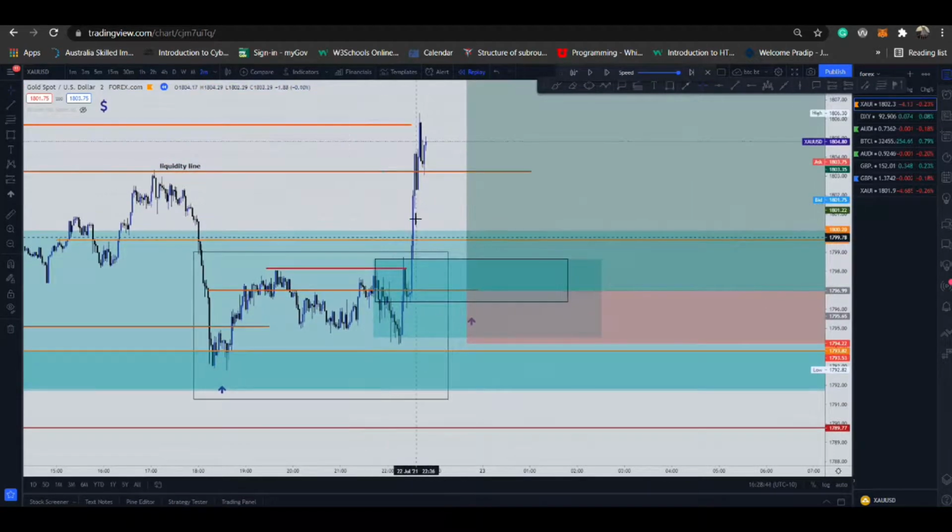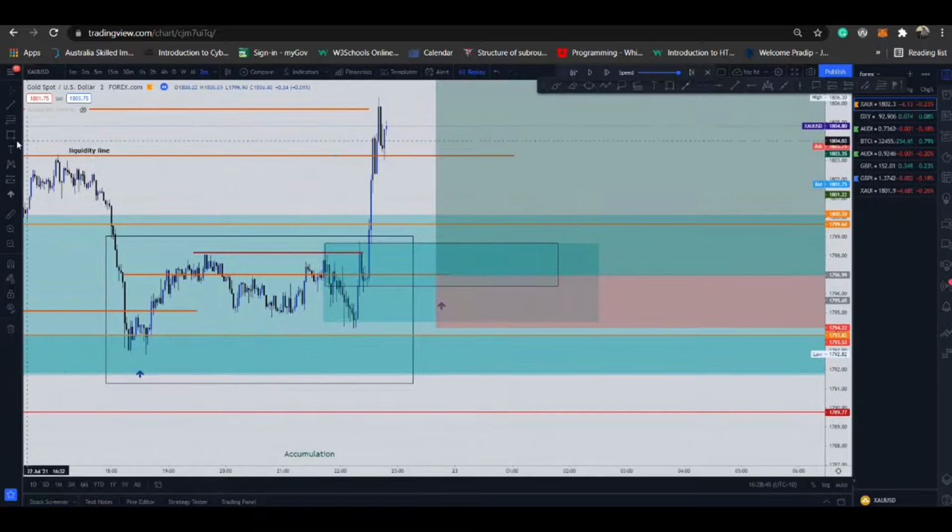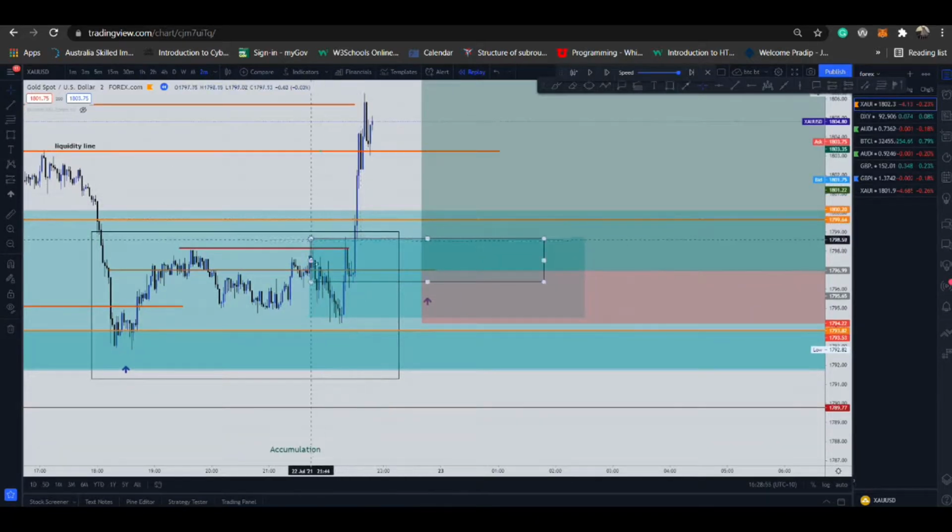So when the market moved to the upside, it left behind this order block, this big order block. There was a huge sell, the final liquidation before the huge move to the upside. All right, so that was my point of interest, or my order block, I'll say.